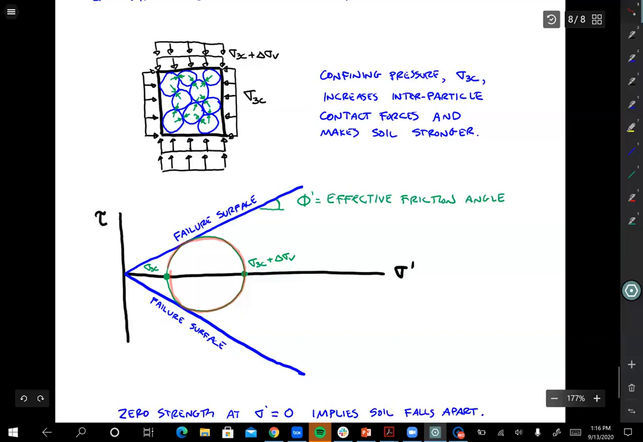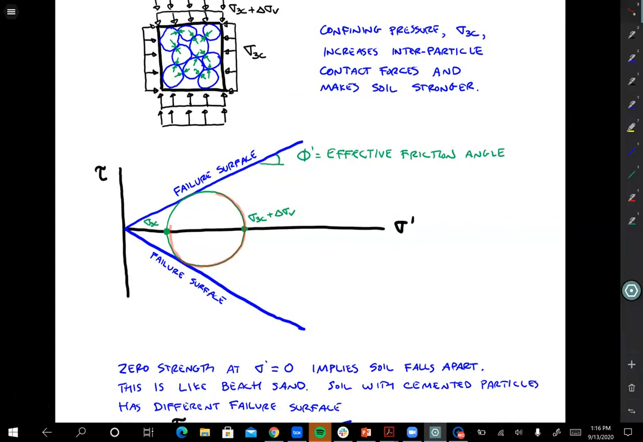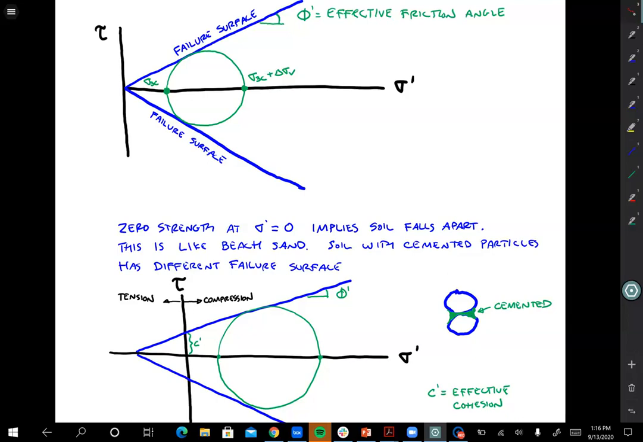Now the other thing that I'll mention is that these failure surfaces that I drew go through the origin, so they go right through the point 0, 0. What that implies is that the soil falls apart if there's no confining pressure acting on it. So this would be like beach sand. If you go to the beach and scoop up a handful of the dry sand, it just will fall apart and flow through your fingers.